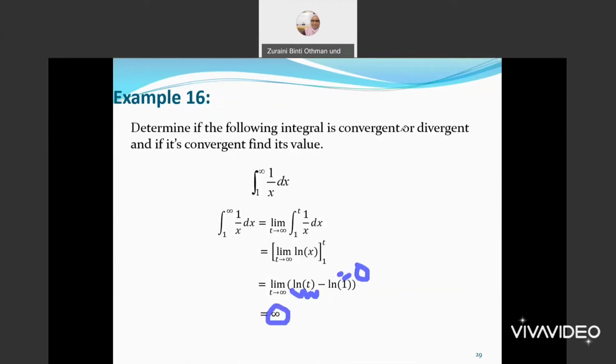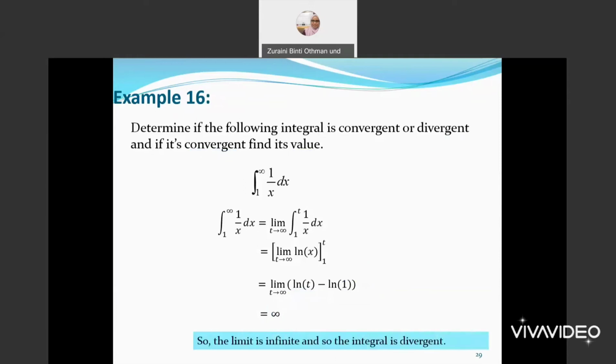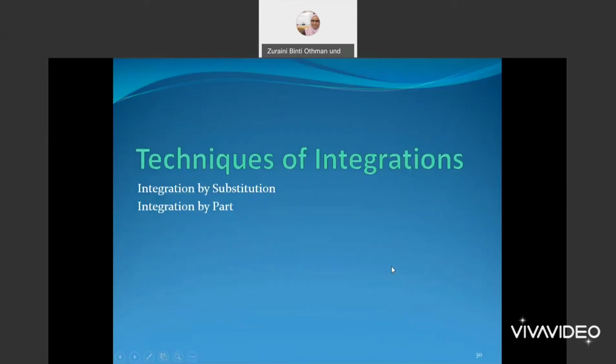It diverged. Okay, so soalan dia, jika dia converge, cari dia punya value. Dia tak menumpu pada satu titik, but it is diverged. Mencapah. So the limit is infinite. And so the integral is divergent. Okay, this is the technique of integration.